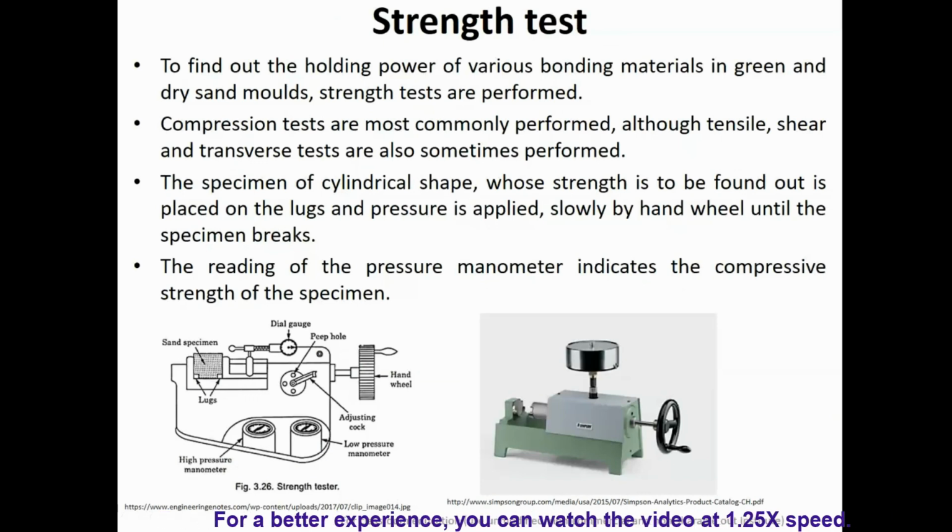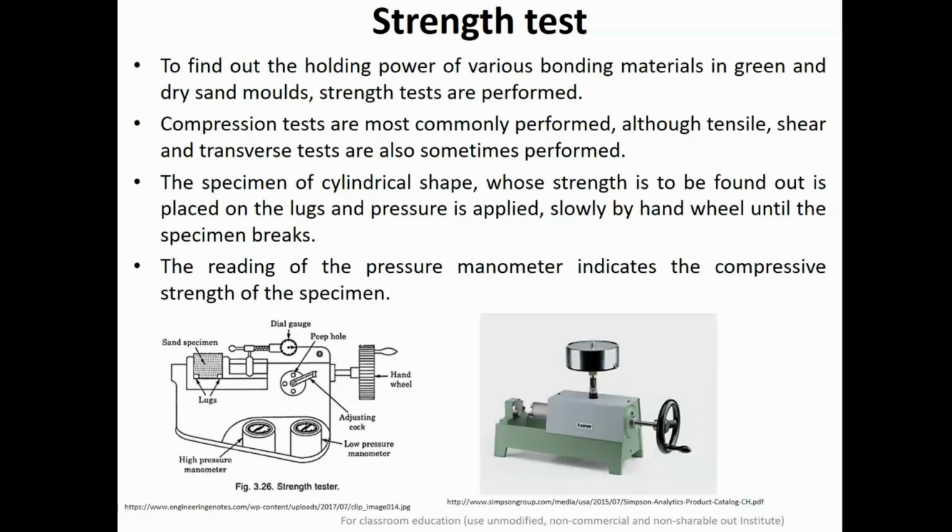There are different types of strength tests to be performed. However, the compression tests are the most common ones, and you can also calculate the tensile test, shear stress or transfer test. But in most cases, this compression test is a very important parameter. So what you do, you take a specimen of cylindrical shape having the required size, whose strength is to be found out, and place it between the lugs, and the pressure is applied slowly by the hand wheel until the specimen breaks.